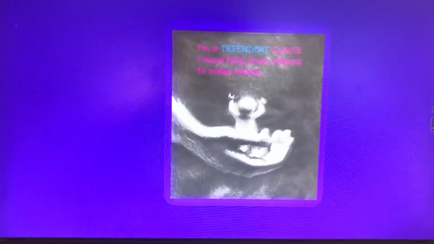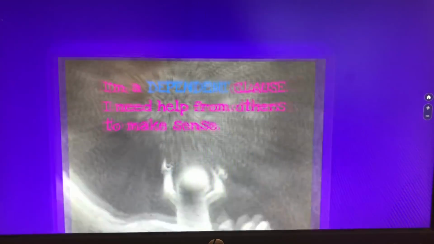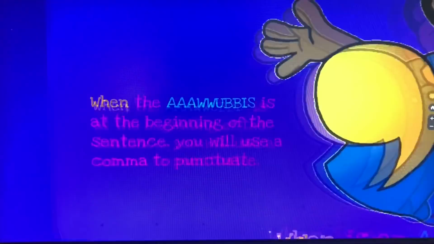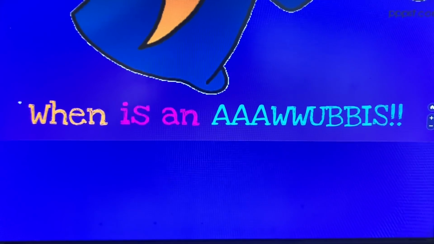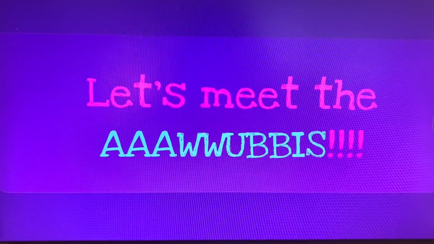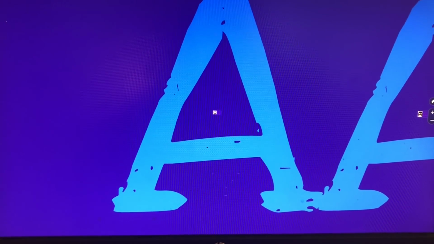And I'll, again, link this in the description box below if you want to use this presentation and maybe save it to your Prezi account, which again is free. So here we go with AAAWWUBBIS. And you can use this as a way to also have your students take notes because they do show this here. You can change this, of course. If you make a copy of this, you can edit it and change it to your liking. You can even change the pictures if you don't like the pictures that are presented.